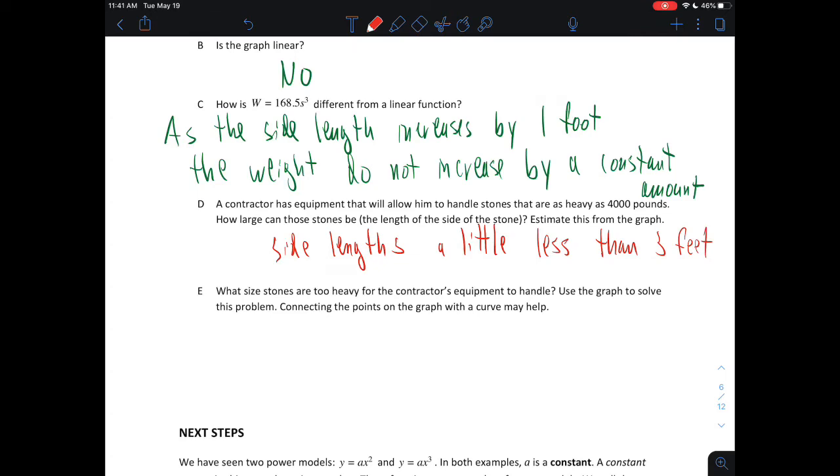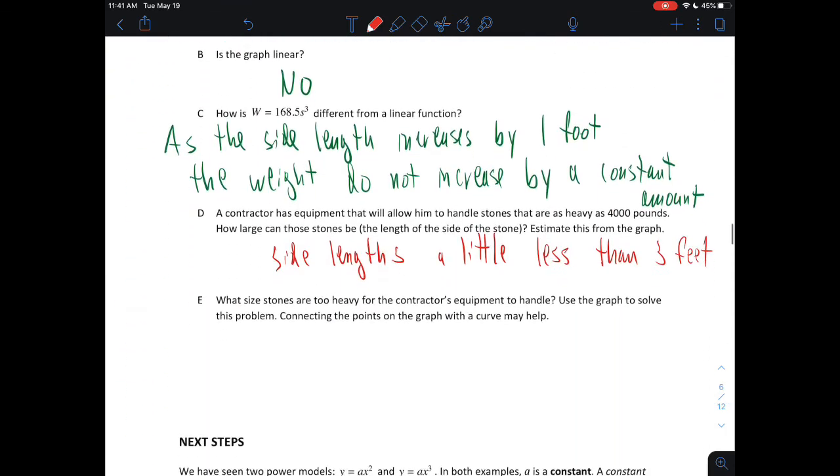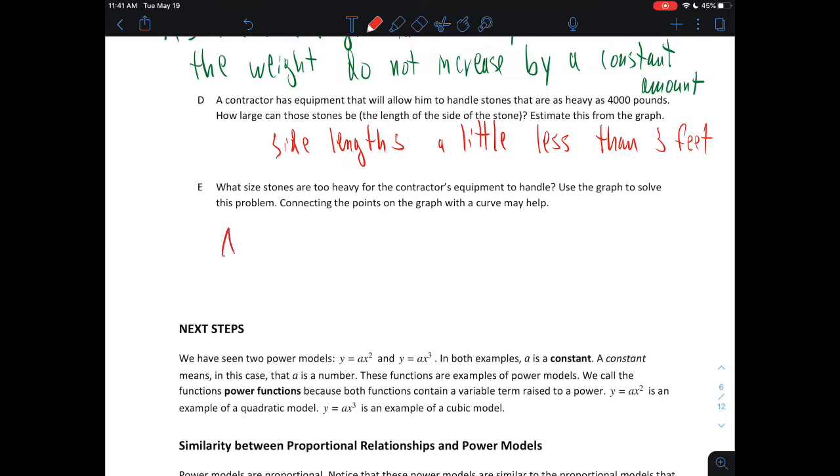Part E, what size stones are too heavy for the contractor's equipment to handle? Use the graph to solve this problem. Connecting the points on the graph with a curve may help. So again, you can think this is related to what we were talking about just in the previous question. If it's any side length above what we just said, then it would be too heavy. So any side length above, and again, we can just estimate 3 feet.